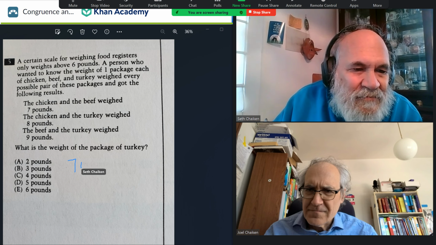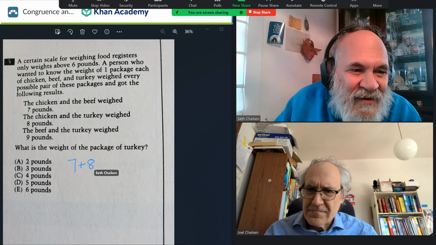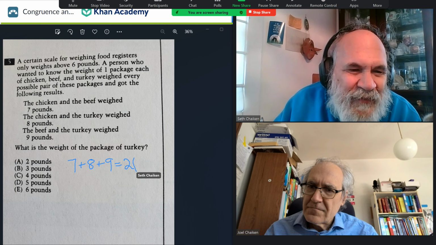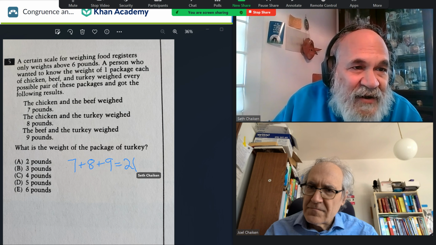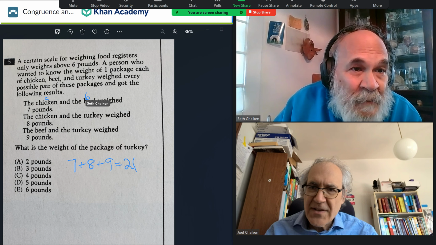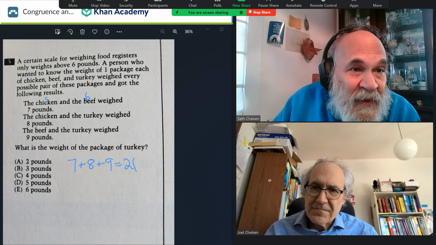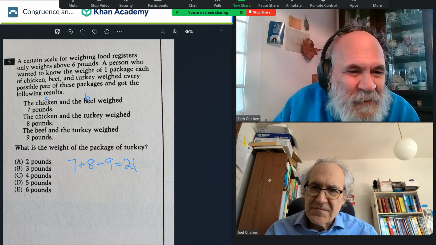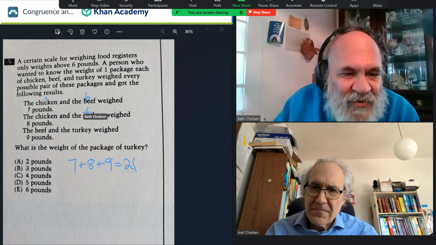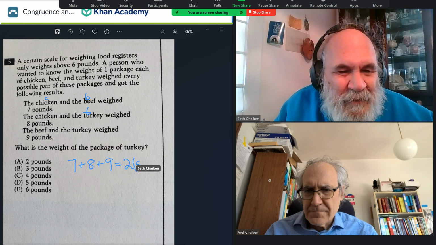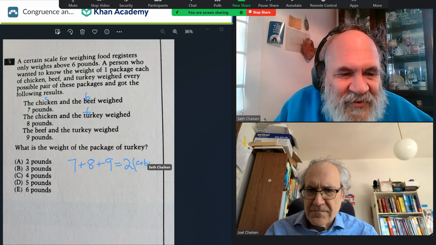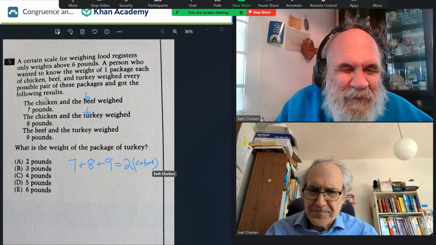7 plus 8 plus 9 equals... Okay, let's use variables C, B, T, obviously. Chicken, beef, and turkey. The weights of the chicken plus the beef plus the turkey.